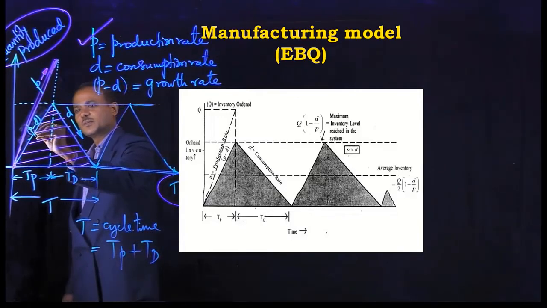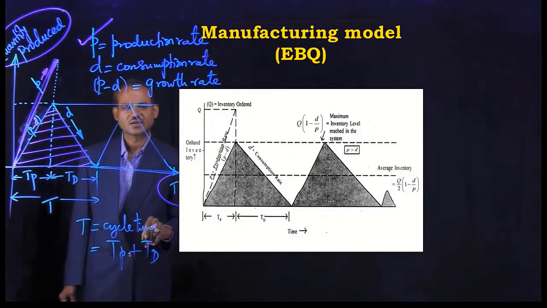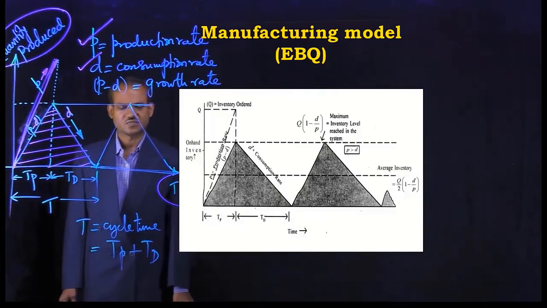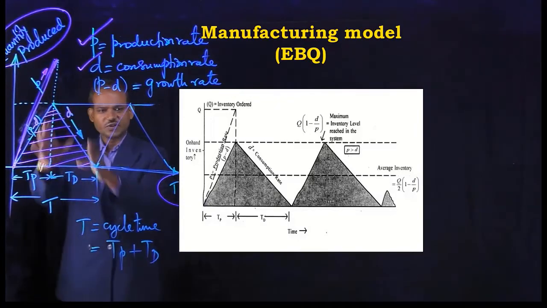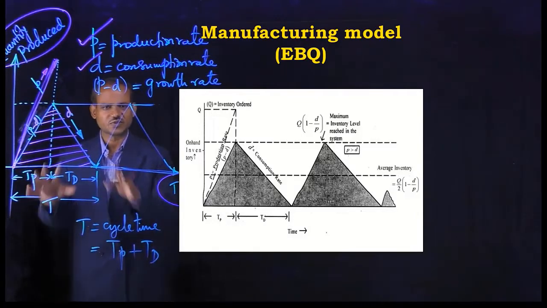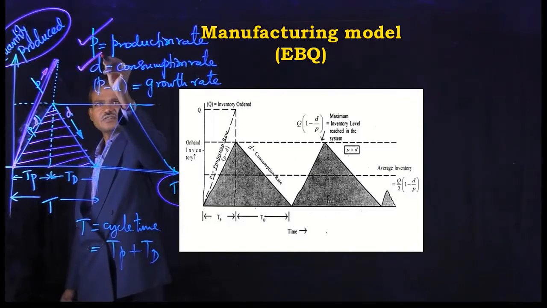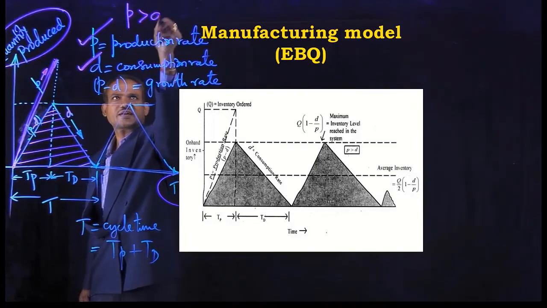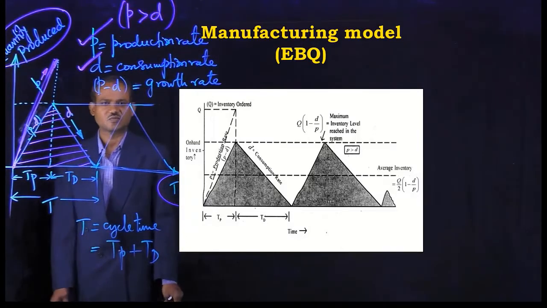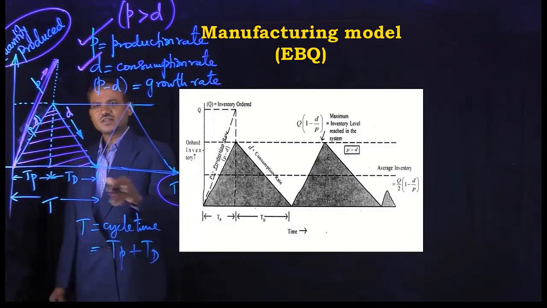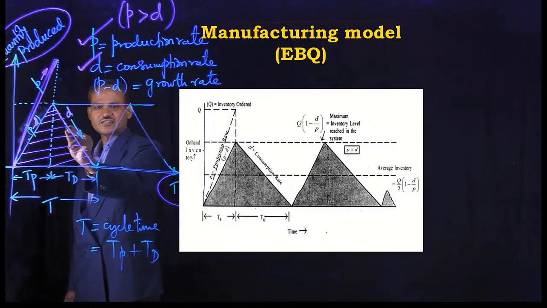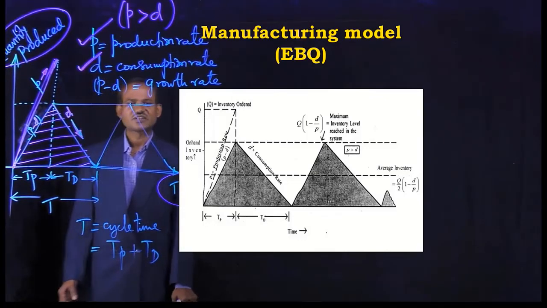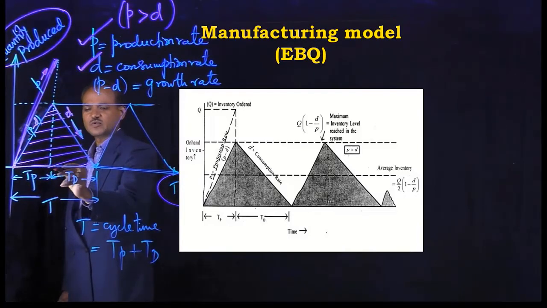Next, P minus d. First of all, I would like to explain small d. Small d means consumption rate. We are producing, and at the same time we are consuming the produced item. So d means consumption rate. One condition in this model is that production rate should be greater than consumption rate. P should be greater than d. Let us assume d is the consumption rate. After some particular period of time, known as T suffix P.